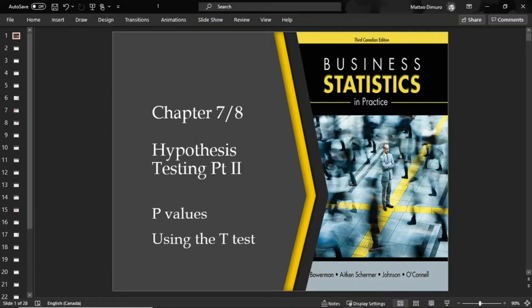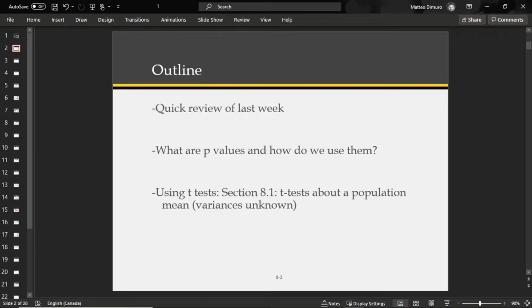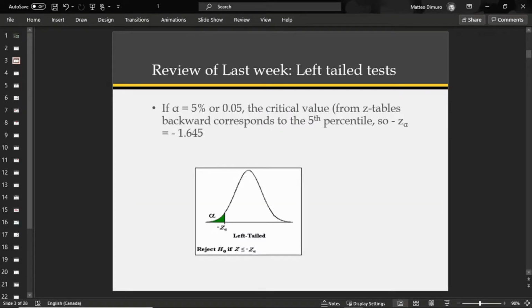We're going to be wrapping up our first part of hypothesis testing, where we're going to be looking at the T-test today. We'll do a bit of review as well. We're going to look at p-values, which is another way of looking at the results of a hypothesis test. And that should just about do it. So let's get rocking. A little bit of review from last week, and then we'll talk about the p-values, and then we'll look at t-tests. So, review of last week.